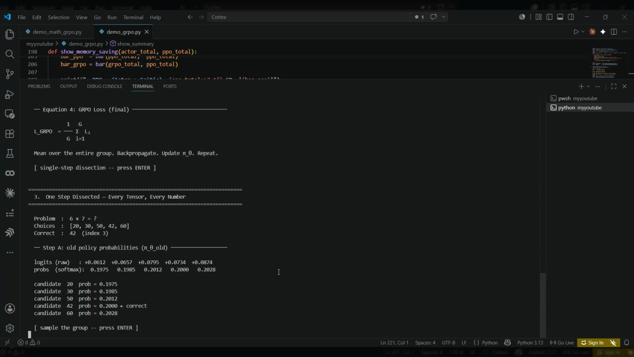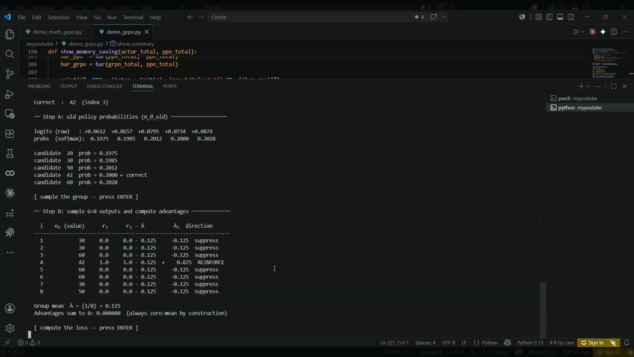So, one step dissected. Let's take the problem 6 times 7. There are 5 choices. The correct one is 42. This is simple maths, the logits and the probability for each candidate. The probability here is 0.2, which is the correct one. Initially the model does not know anything. So this is the step which is correct, and the other steps are wrong. So we suppress those steps and reinforce the correct one, meaning we steer the model towards this direction.